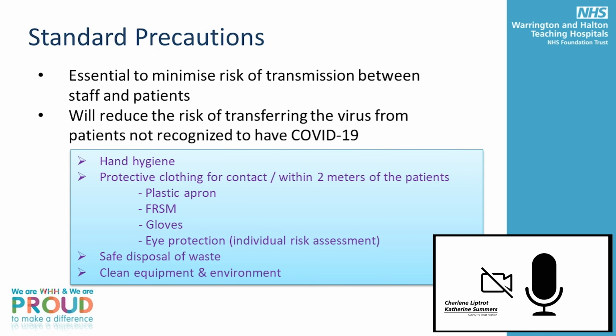Standard precautions are essential to minimise the risk of transmission between staff and patients. This will reduce the risk of transferring the virus from patients not recognised to have COVID-19. Hand hygiene, protective clothing for contact within 2 metres of the patients. This involves wearing a plastic apron, a fluid-resistant surgical mask, gloves and eye protection, which is completed at an individual risk assessment level. Safe disposal of waste and a clean environment and equipment.